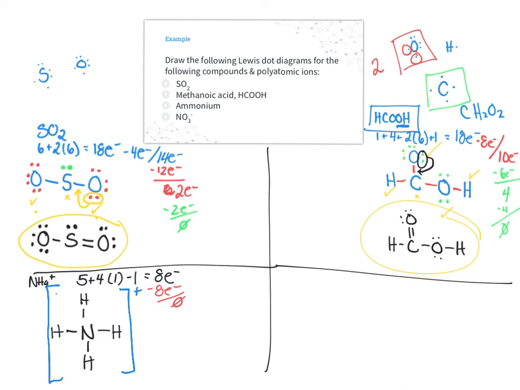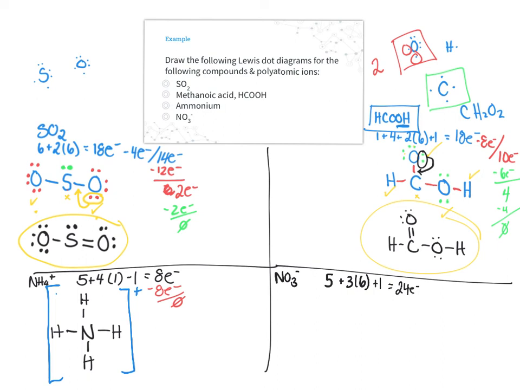Last one, NO3 minus. Nitrogen has 5 electrons. Each oxygen has 6 electrons. And a negative, to go from neutral to negative, we've gained an electron. So we are going to add an electron to our total. 3 times 6 is 18, plus 1 is 19, plus 5 is 24 electrons total.